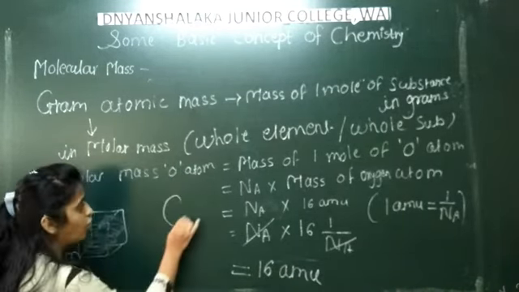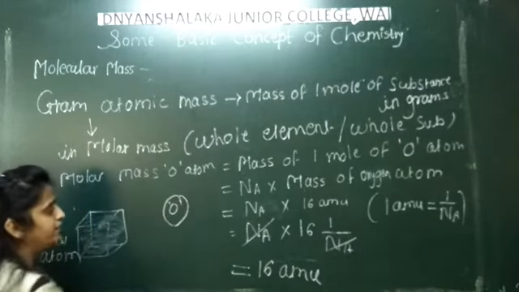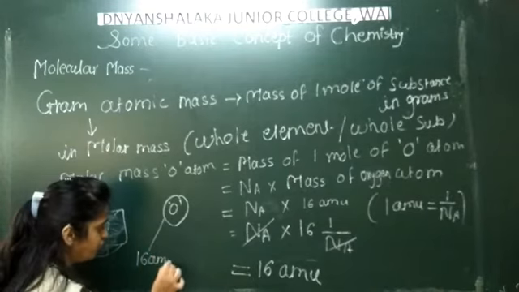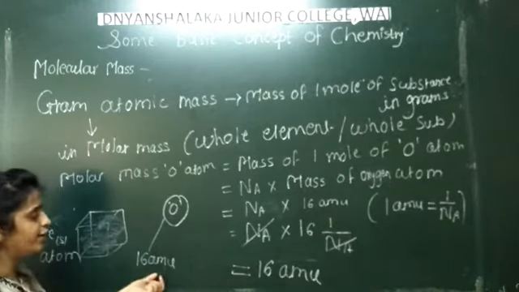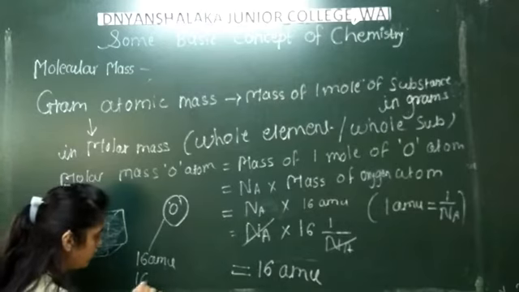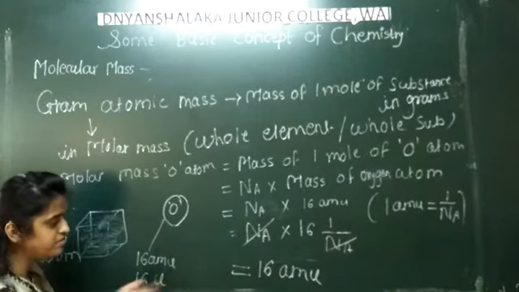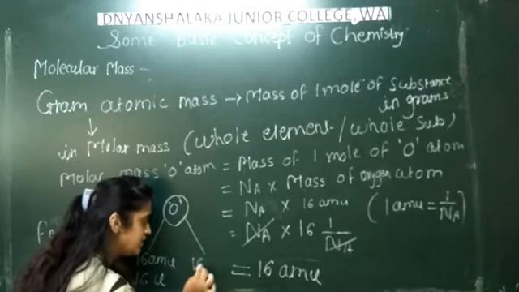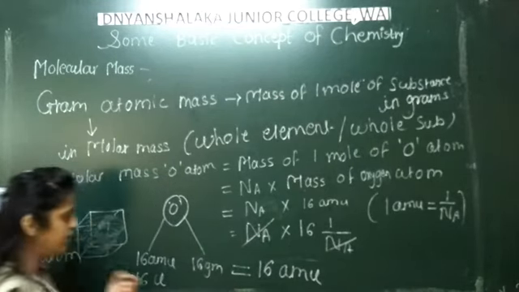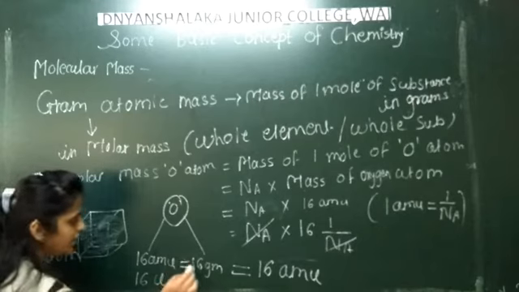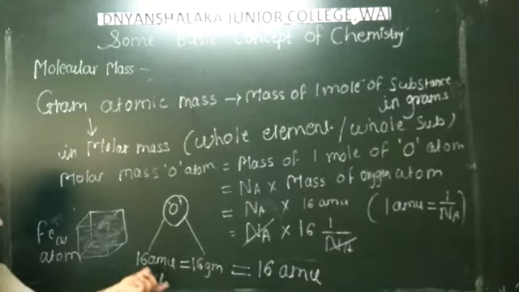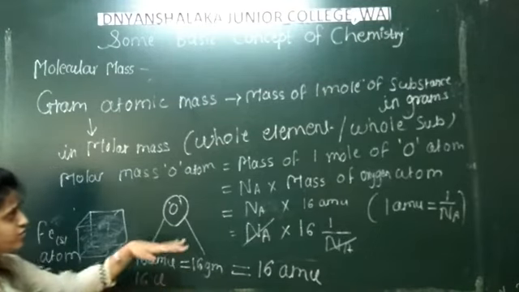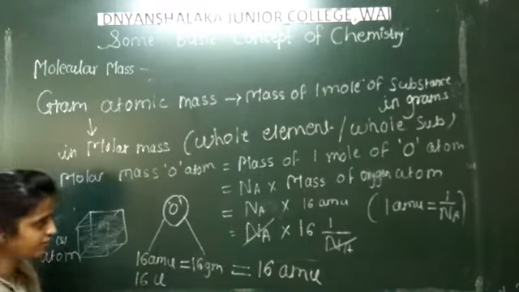For example, for the oxygen element, 16 AMU. AMU means atomic mass unit, which is now replaced by u, meaning unified mass. The molar mass of oxygen atom is 16 gram or 16 AMU, both values being equal. That means 16 AMU, or 16 atomic mass unit, and 16 gram are always equal for the mass of oxygen atom.